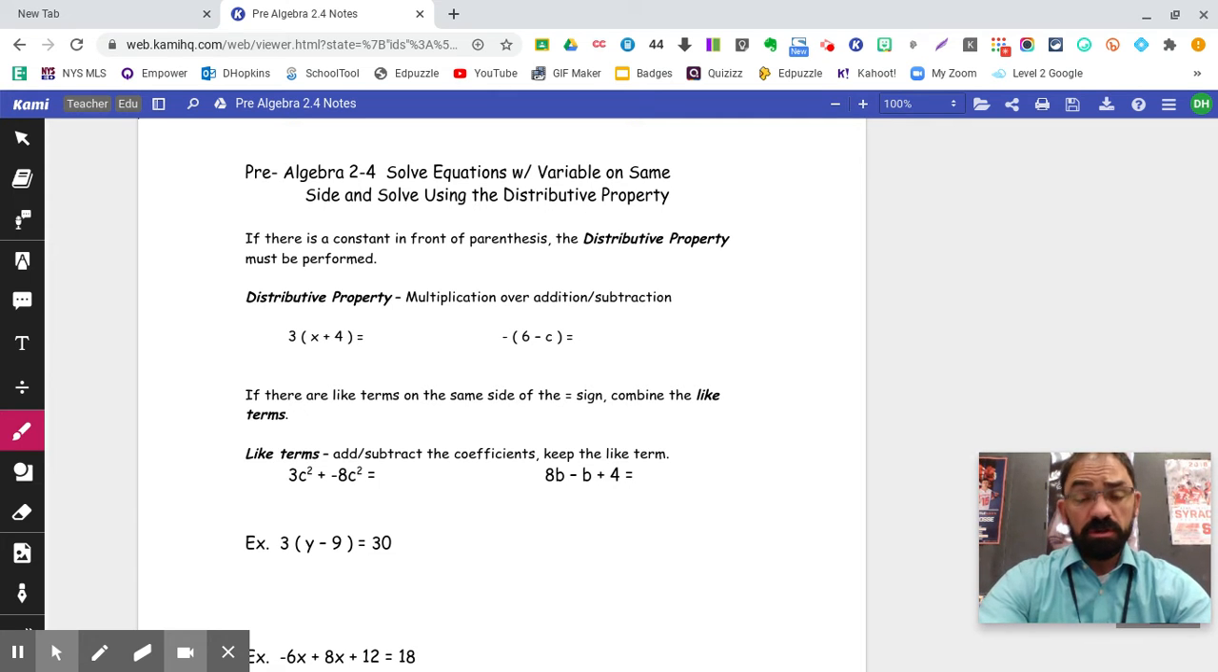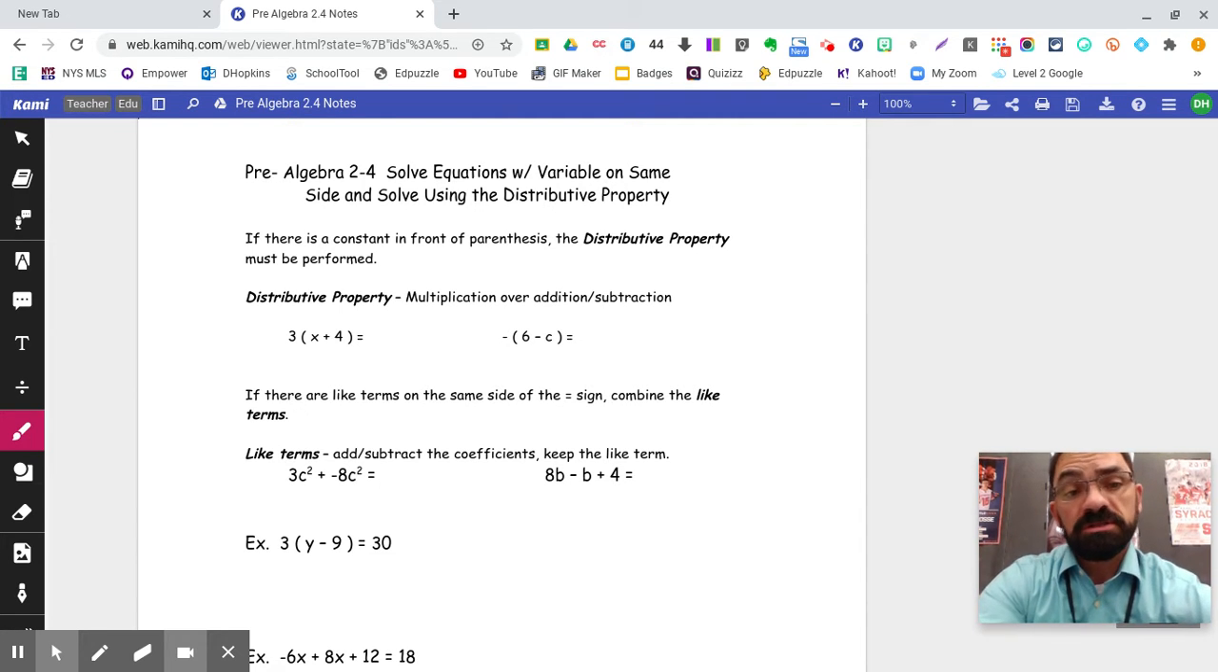Today we are going to use the distributive property when solving equations. A couple things we will also be looking at along with the distributive property is distributing a -1, but also combining like terms. So let's see what we have here. It says if there is a constant in front of parentheses, we distribute, or the distributive property must be performed. The distributive property, multiplication over addition, subtraction.